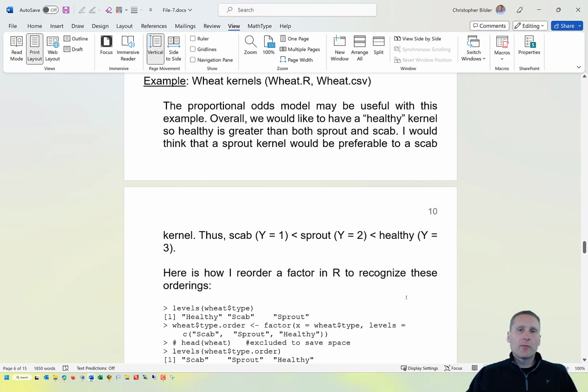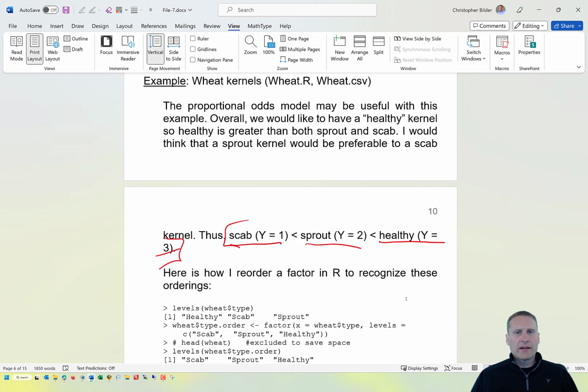Okay, so let's go back to the wheat kernel data for now, and look at how we can apply the proportional odds regression model in that setting. First, we need to define an ordering amongst our kernel categories. As I defined originally, healthy is better than scab or sprout. We want healthy kernels, so it makes sense to put that as category J, capital J. But then we need to decide what about an ordering for scab and sprout? I'm not an expert in grain science, but it seems reasonable to think that sprout would be preferred over scab. Why would I want a diseased kernel? That seems to be the less desirable situation. Because of that, I'm going to use this ordering here.